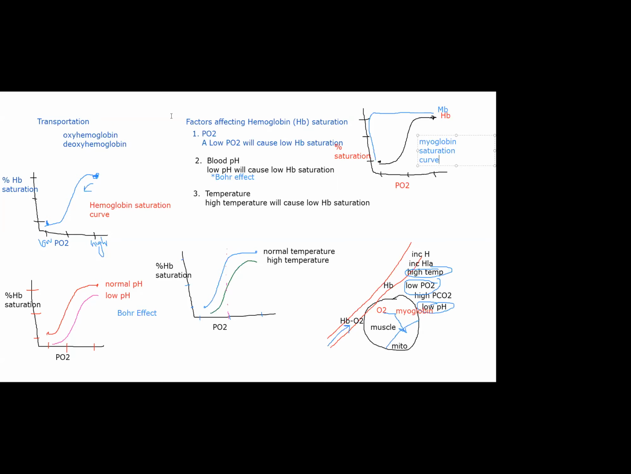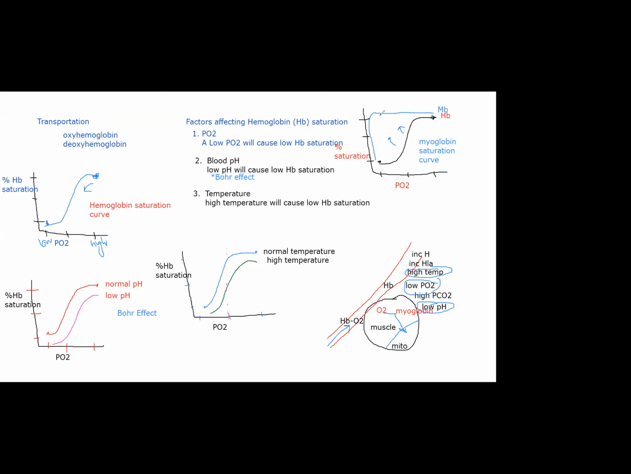So what this means is, as hemoglobin is releasing its oxygen at the exercising muscle, myoglobin is picking it up. When hemoglobin is unloading, myoglobin is loading. That's important because that allows the myoglobin to deliver the oxygen to the mitochondria. If they were both releasing oxygen, we wouldn't be able to have the myoglobin deliver the oxygen to the mitochondria.